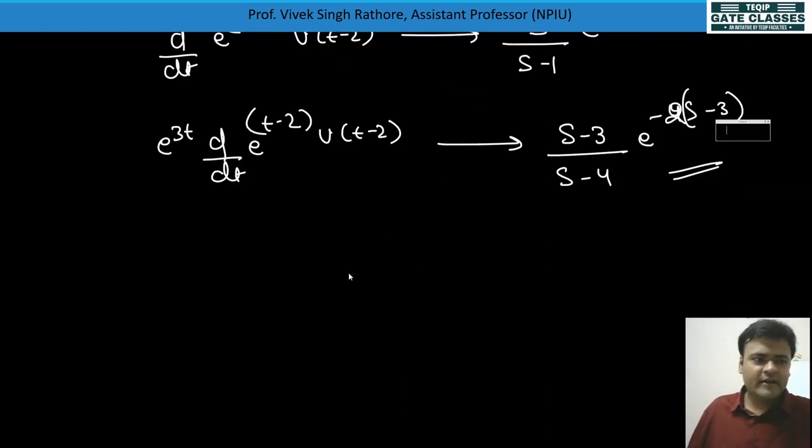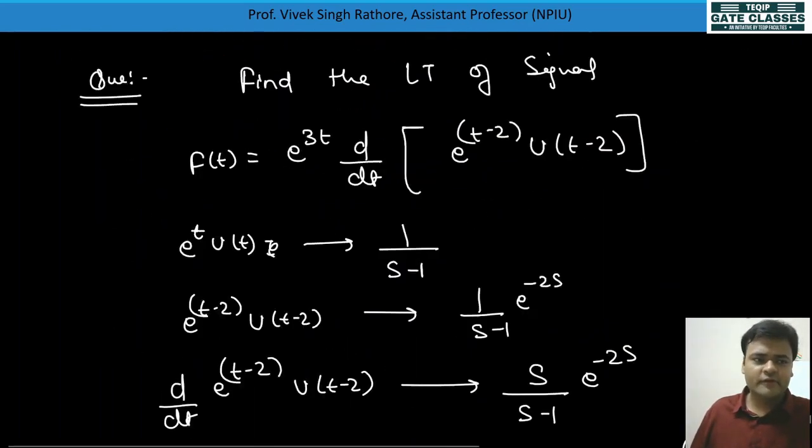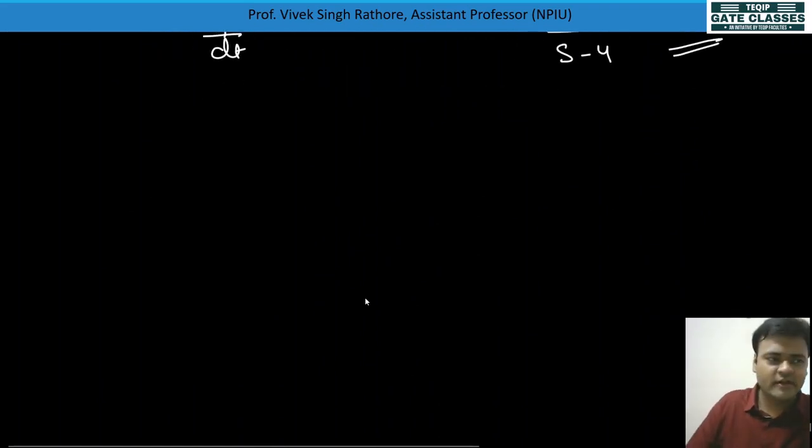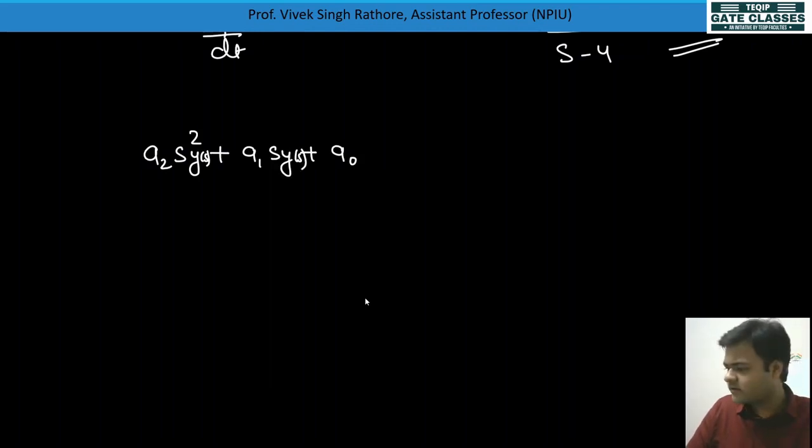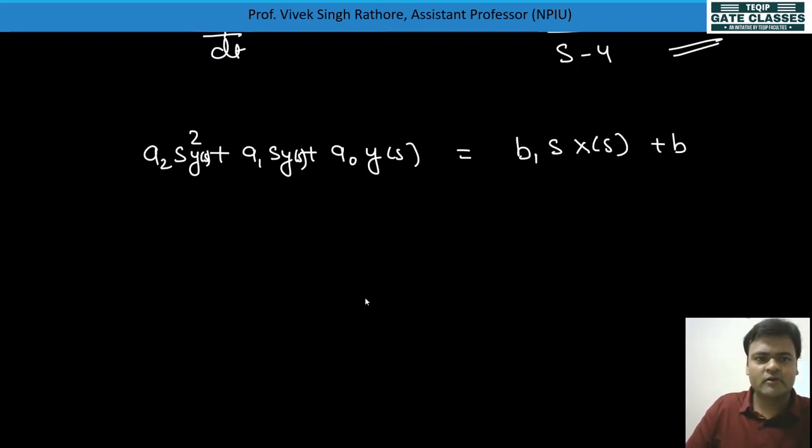By using this property we can also write a differential equation. I'll tell you how we write it. See, if a2 s square, a1 s, and a naught are given, let's suppose, multiplied by Y of s, and here, let's suppose, b1 into s into X of s, plus b naught into X of s is given. This is the equation.